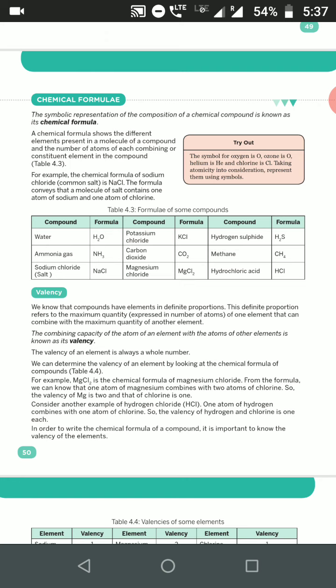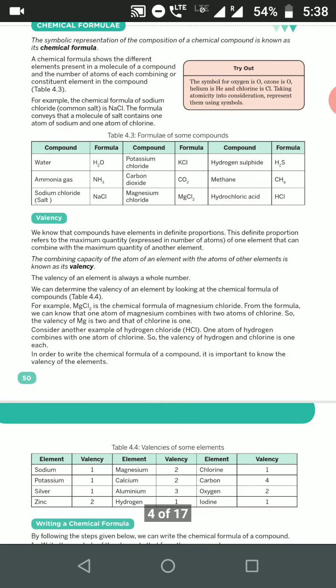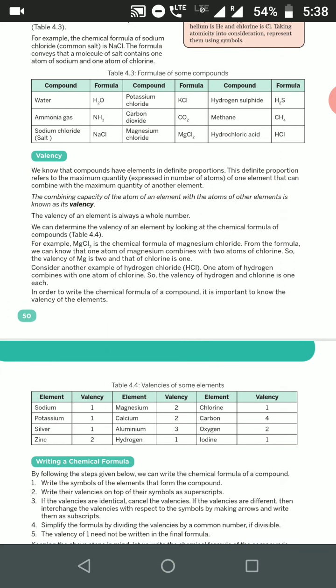Opposite, again. Like NH3: one nitrogen, and one is the number of hydrogen atoms... so hydrogen valency is 1. 3 hydrogens are there, so the number 3 is the valency of nitrogen. So, opposite valency. Okay, see, valency of some elements is given in the table. Sodium 1, potassium 1, silver 1, zinc 2, magnesium 2, calcium 2, aluminium 3, hydrogen 1, chlorine 1, carbon 4, oxygen 2 and iodine 1. This valency table also you have to learn. So try to learn this valency table.